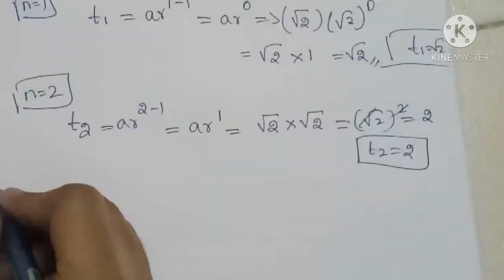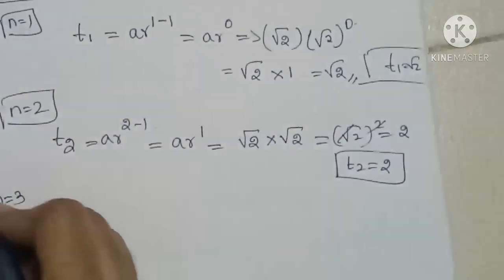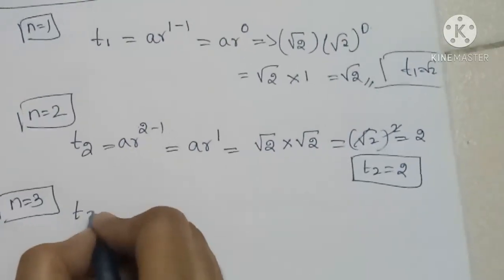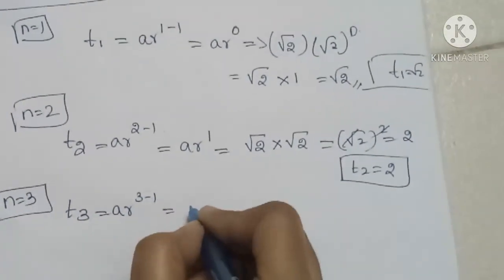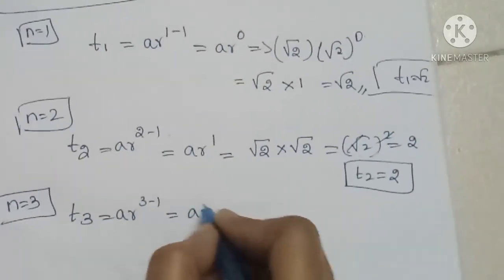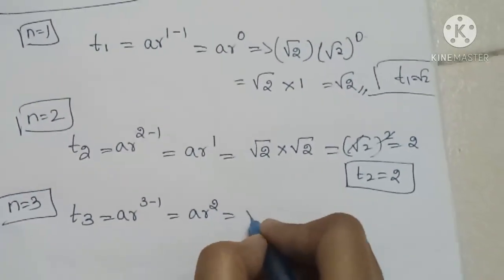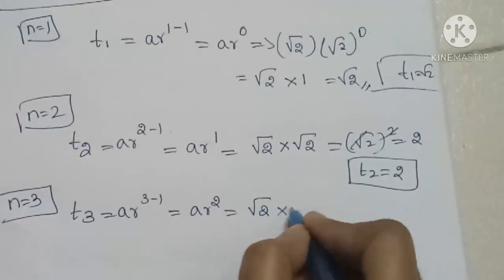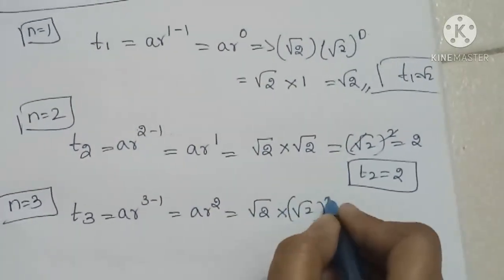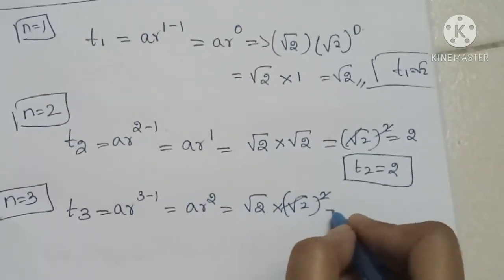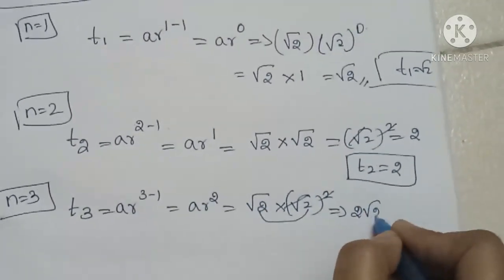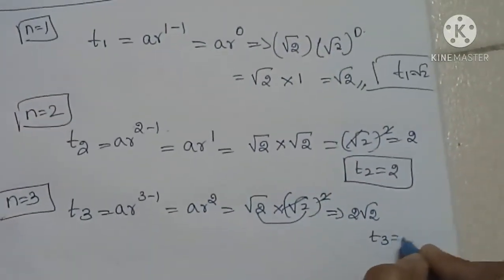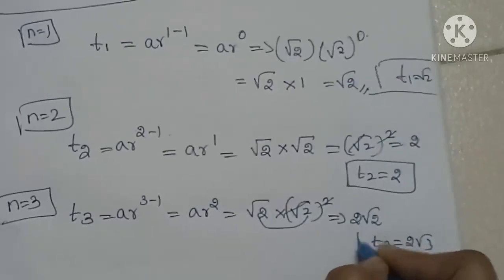Next, let us find term 3. So n is equal to 3. T3 is equal to AR power 3 minus 1. AR power 3 minus 1 is 2. So write A value is √2, R value is √2, the whole square. Square and root get cancelled. 2 into √2, 2√2. So write T3 is equal to 2√2.